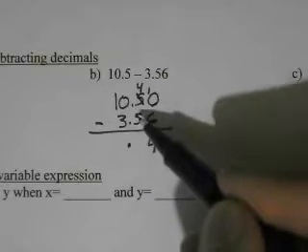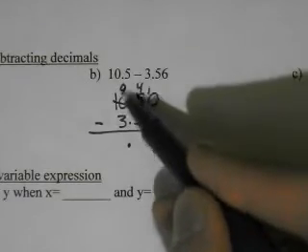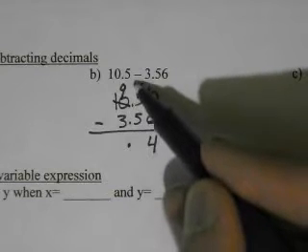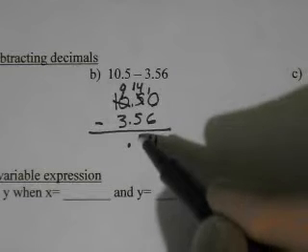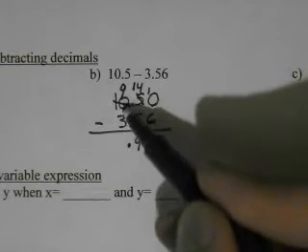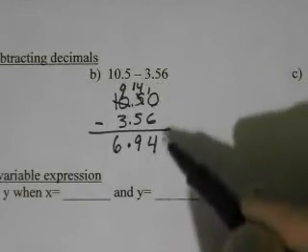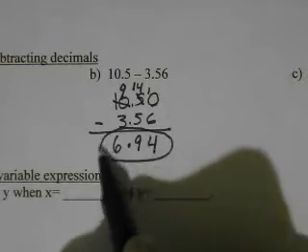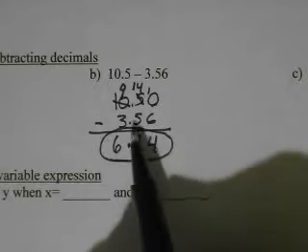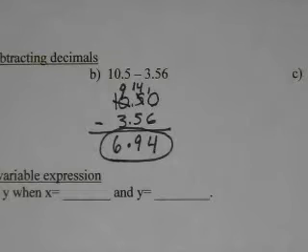And now we're in a predicament again. We can't take 5 away from 4. So we have to borrow from our 10. 10 becomes a 9, and the 4 becomes a 14. 14 minus 5 gives us 9. And 9 minus 3 gives us 6. So when we take these two numbers and subtract, the difference is 6.94. And again, can't stress it enough, our decimals are up and down in a line. That's the only trick to adding and subtracting decimals.